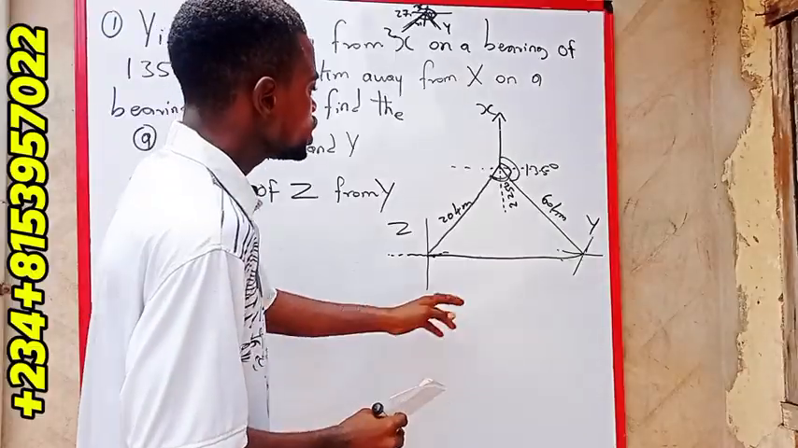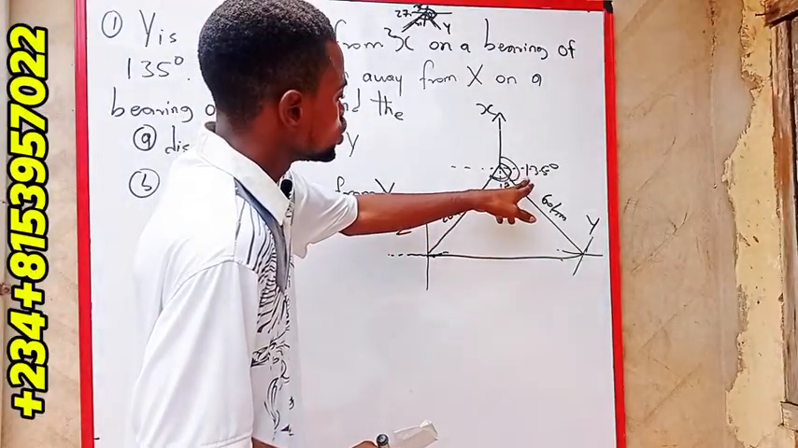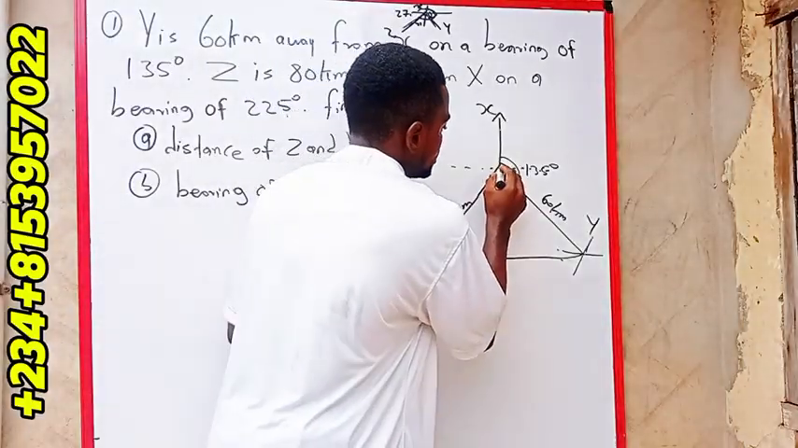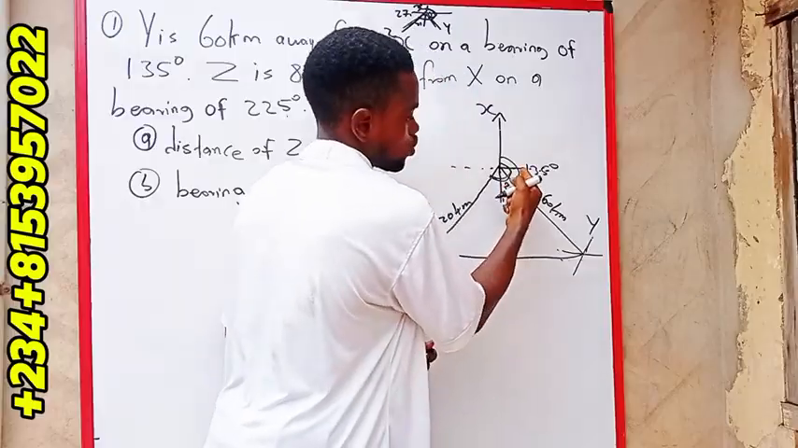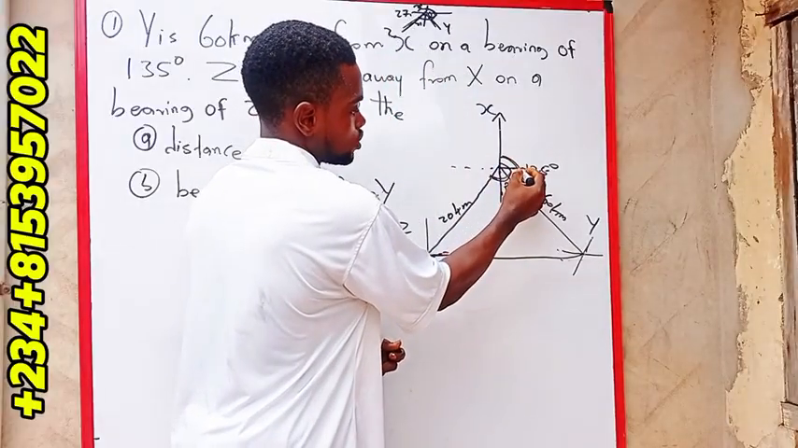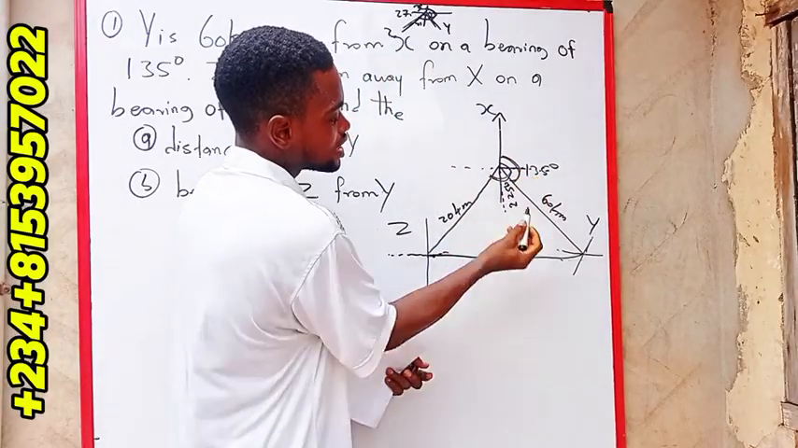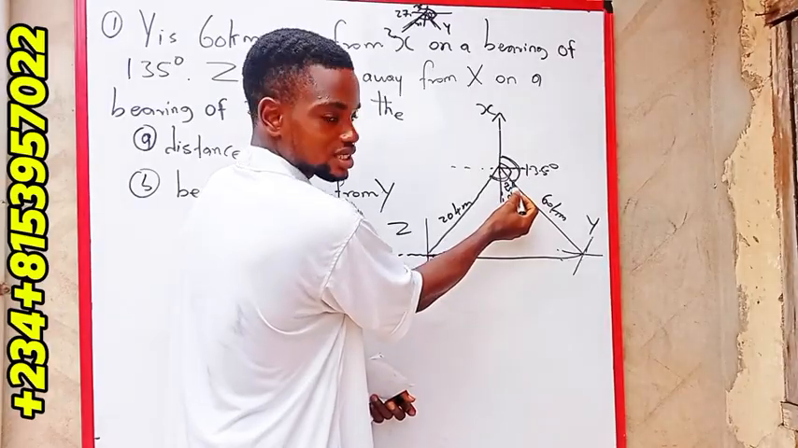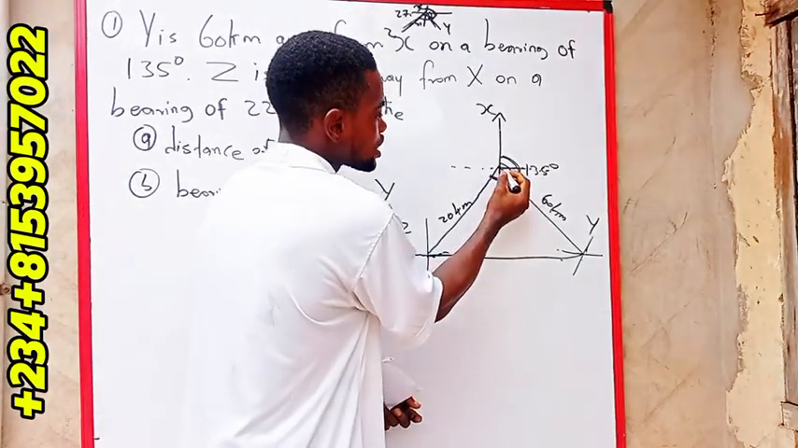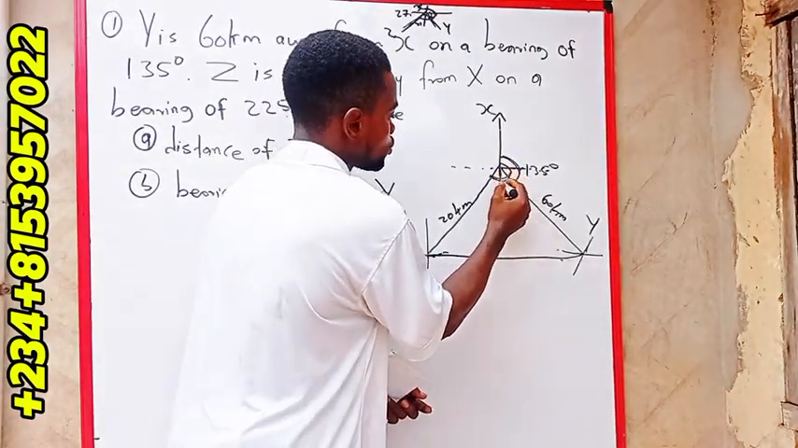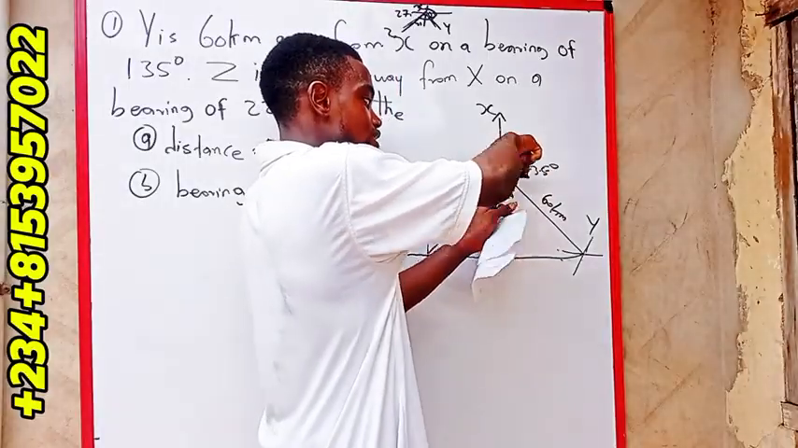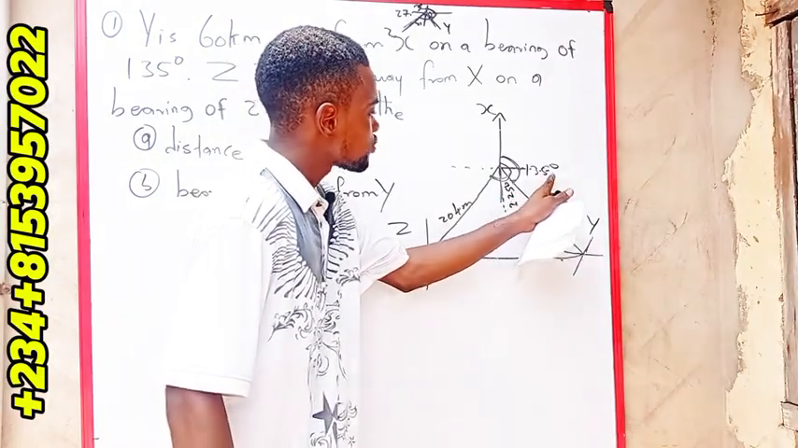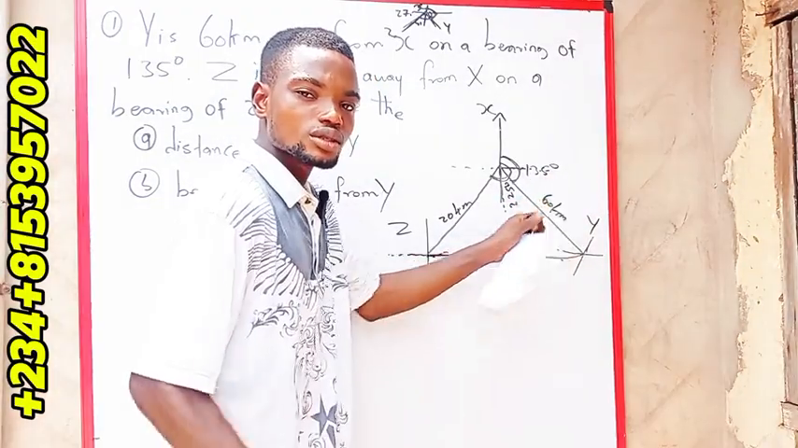Now, if you look closely, this place is 135. From here to here is 135. Now remember, it enters into this quadrant. Now, what angle does it enter inside? If I minus that angle from 90 degrees, I'll get what this angle is all about. So now 135 minus what?